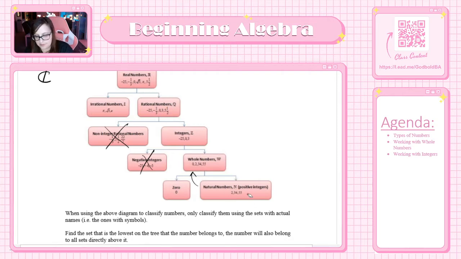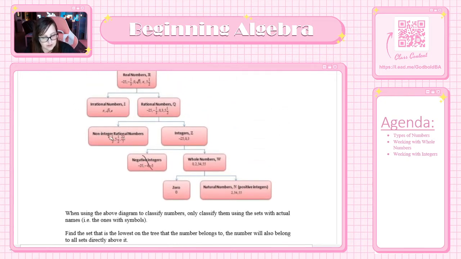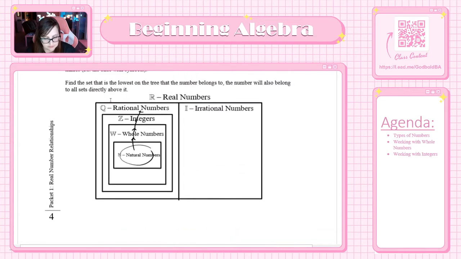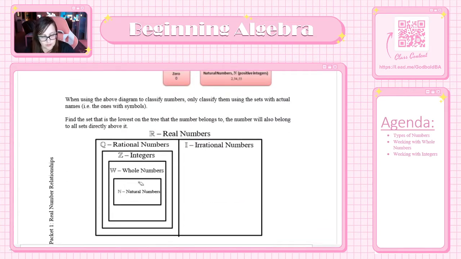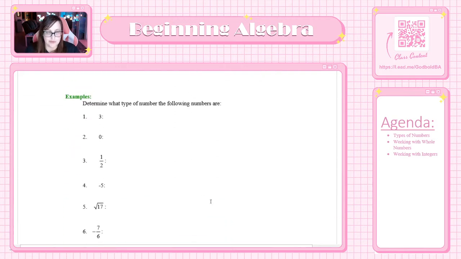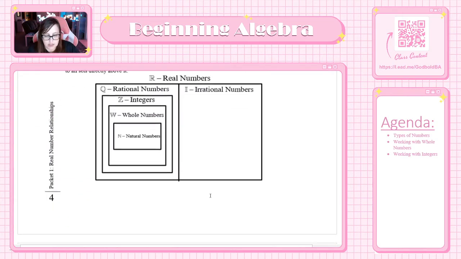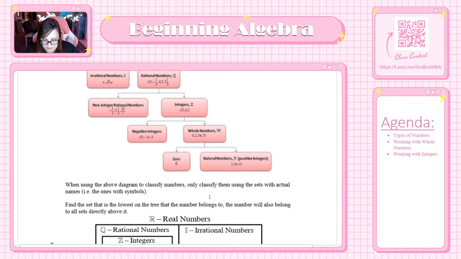Now let me delete that. Delete all this actually. I guess I can keep the C there. Okay. So let's look at some numbers and figure out what they are. So the trick is to figure out the lowest place it is on that list, and then it's everything above it. So the number 3.